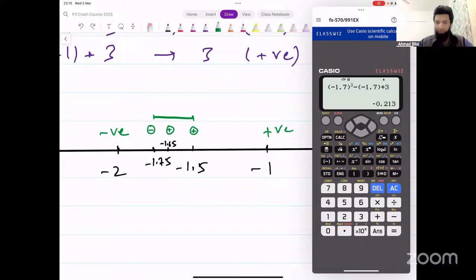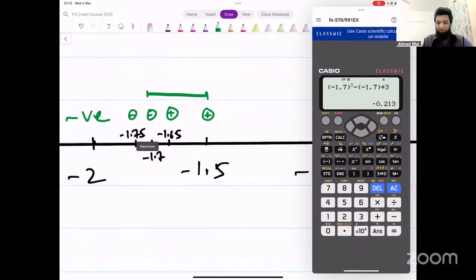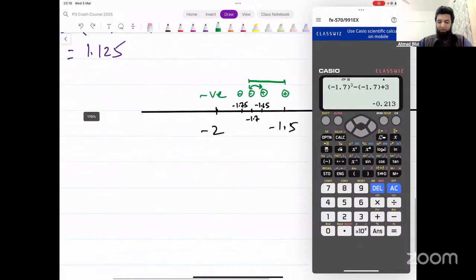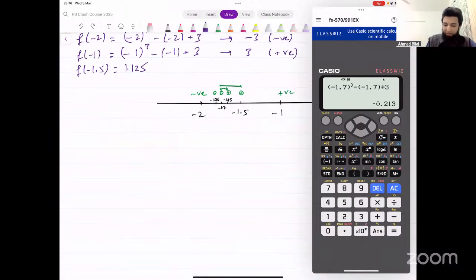At -1.7, I'm getting a negative value. So somewhere around here, we might have -1.7. This is -1.7. At -1.7, I'm again getting a negative value. What does that tell me? Where is the sign changing? It's going from negative to positive between -1.7 and -1.65. So I've narrowed down the range so much that I can now say that the solution is somewhere between -1.7 and -1.65.